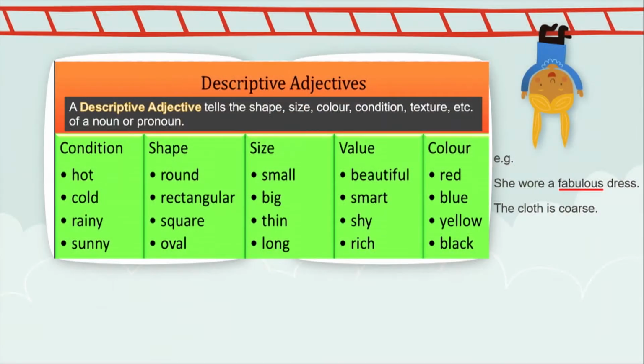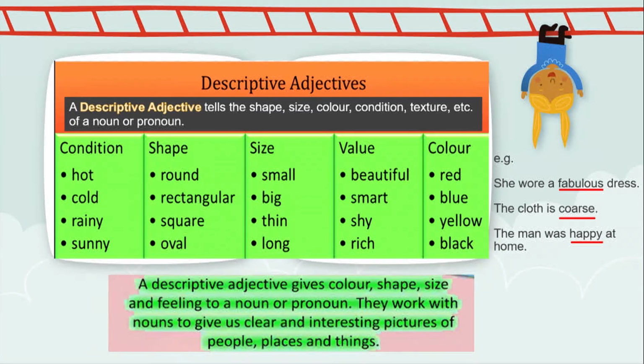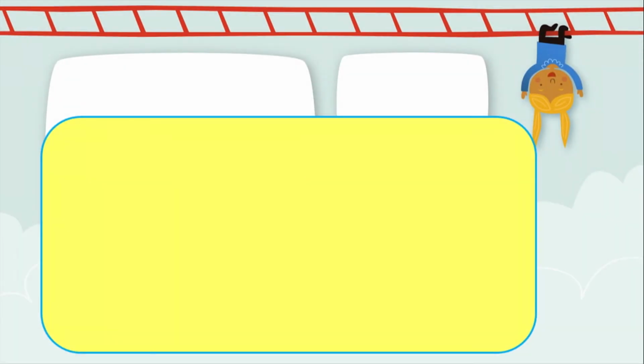The cloth is coarse. Coarse is the adjective. The man was happy at home. The adjective is happy. What synonym could you use for the word happy there? And that sentence would still have an adjective. Very good. A descriptive adjective gives color, shape, size, and feeling to a noun or pronoun. They work with the nouns to give us clear and interesting pictures of people, places, and even things.